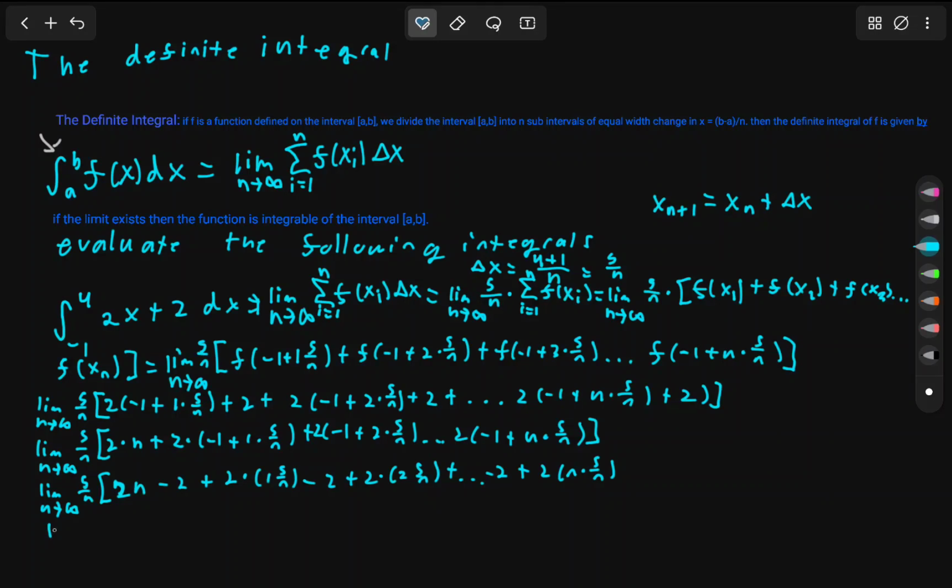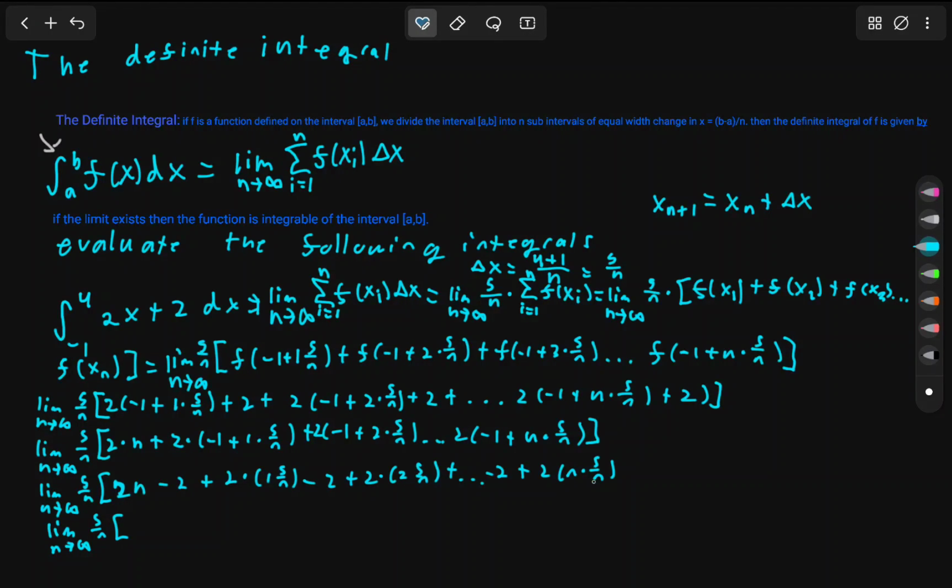So this limit just got a whole lot nicer, of 5 over n times, well, we have 2n minus 2n, because we're multiplying this negative 2 by n times, which is just going to become 0n.